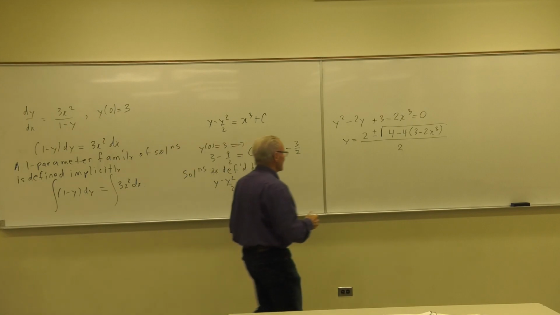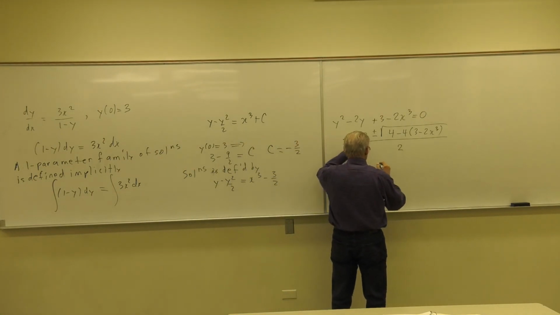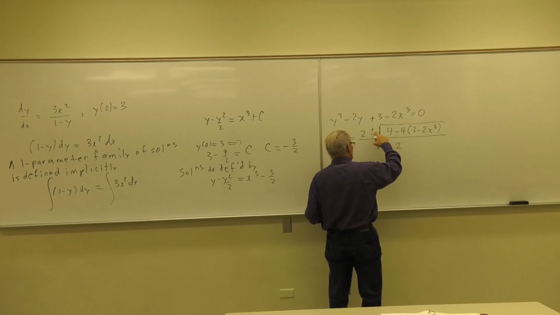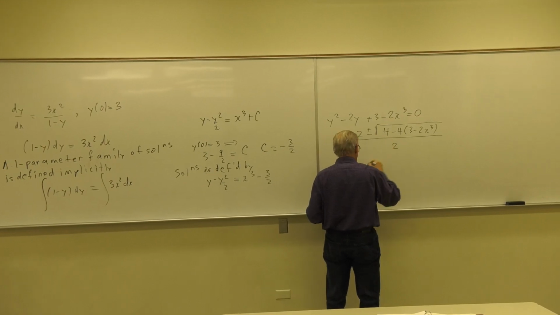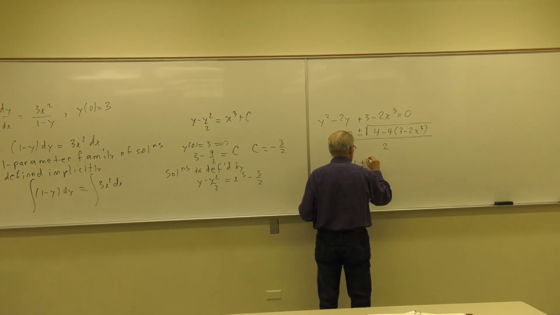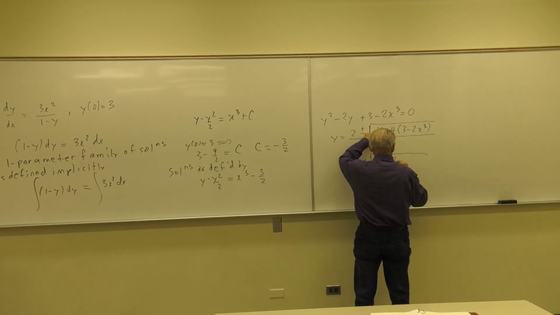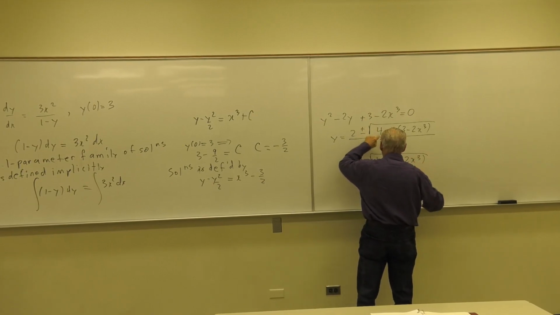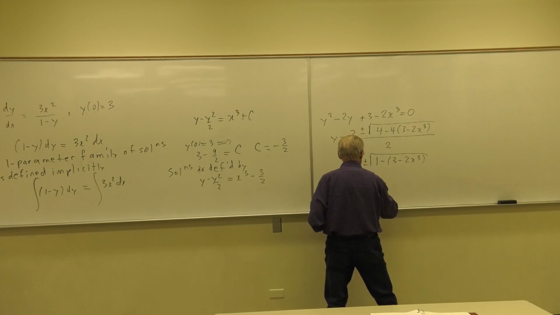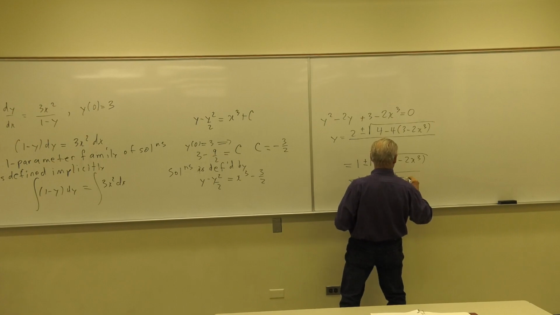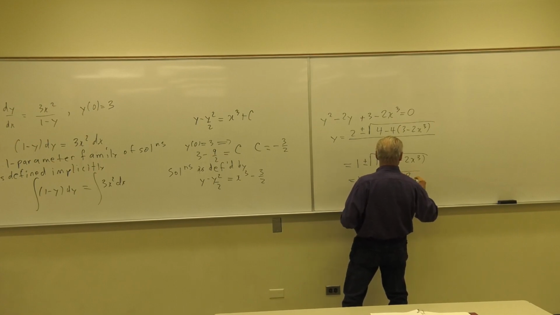Let's simplify it. There's a 4 here and a 4 here. Let's pull out those 4s. That becomes a 2. We'll take that 2 and that 2, and we'll cancel. 1 plus or minus the square root of, we took out that 4, that's 1 minus 3 minus 2x cubed, which I'll rewrite as 1 plus or minus the square root of 2x cubed minus 2.